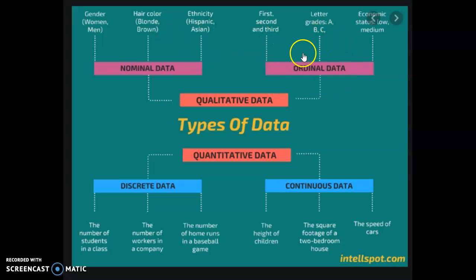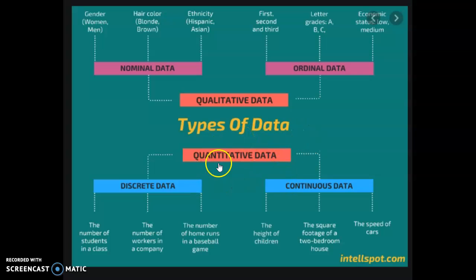And either of these two are collectively called qualitative data. You can't do too much, at least we won't do too much mathematically here. You can't take an average of the data. You can't do a lot of the statistical tests that we'll do. So those are qualitative data. What we'll predominantly work with in the class are called quantitative data.